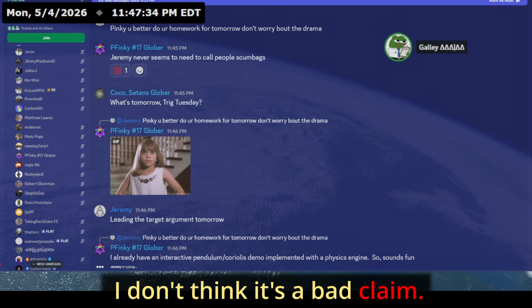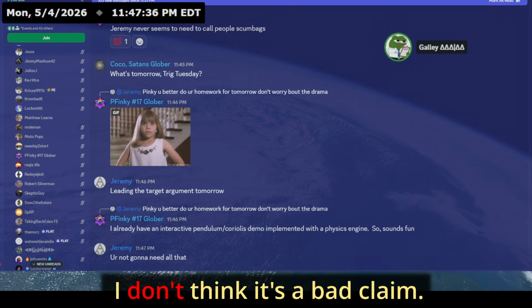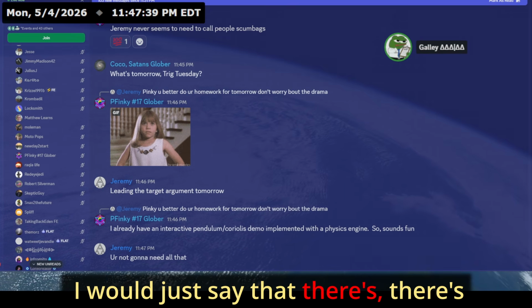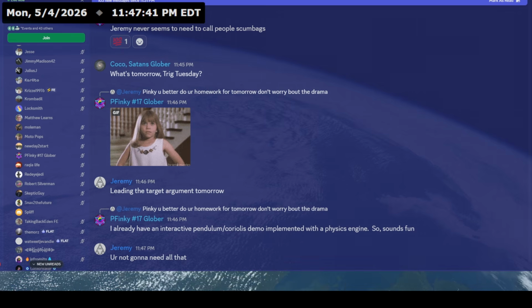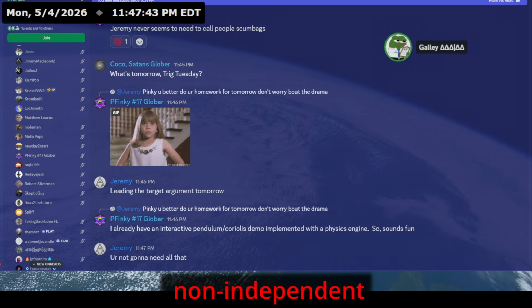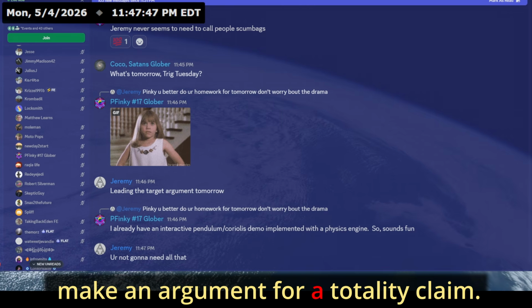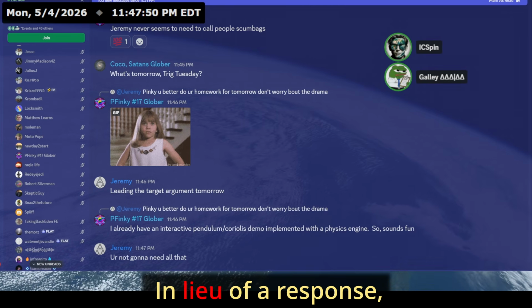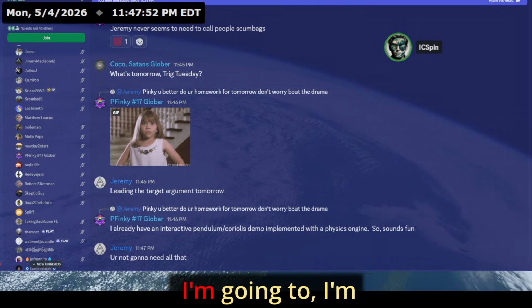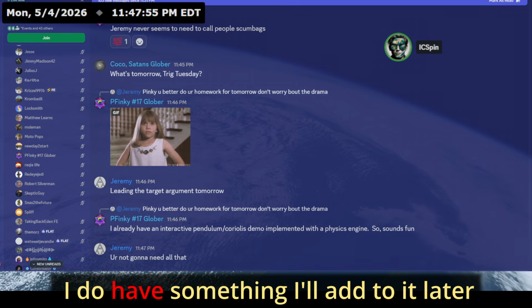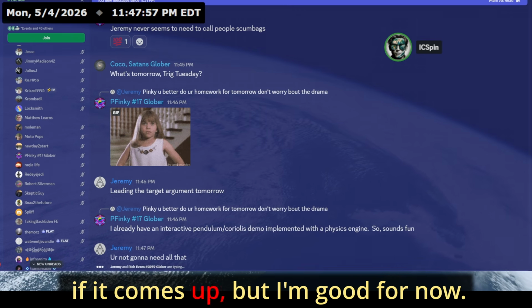I don't think it's a bad claim. That's why I brought it up to IC Spin. I don't think it's a bad claim. I would just say that there are some non-independent calculations that we're sort of mashing together to make an argument for a totality claim. Yeah, in lieu of a response, I'm going to let someone else take over. I do have something I'll add to it later if it comes up, but I'm good for now.